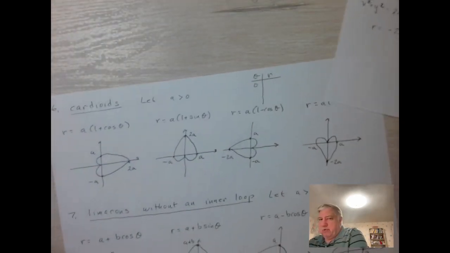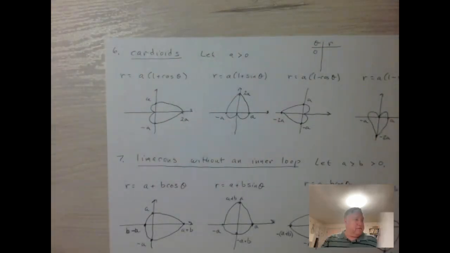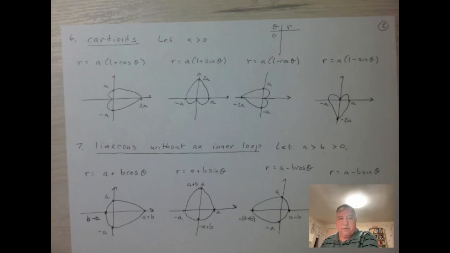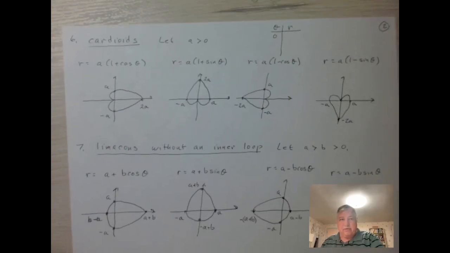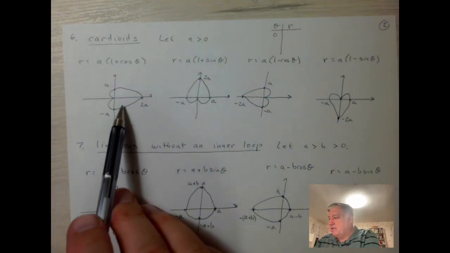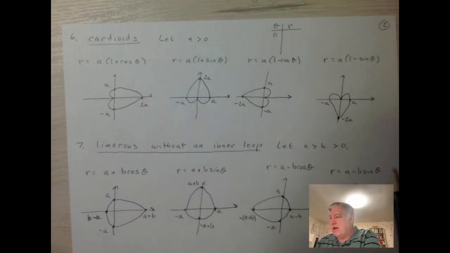Okay, now some more interesting graphs that we can get are these cardioids. These aren't cardioids, they're hearts, as some other people call them. Okay, it looks like you have 4 different graphs. Depending on what the equation is, you have a heart, you know, on its side or upside down or something like that.